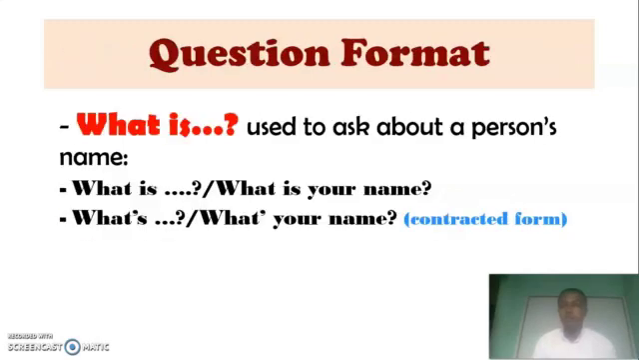Let's go into question formats. How you can ask people about their names. What is the question format used to ask a person's name? So look at these two examples. What is your name? What's your name? The second one is the contracted form. So this is how you can ask a person to give his name or her name.